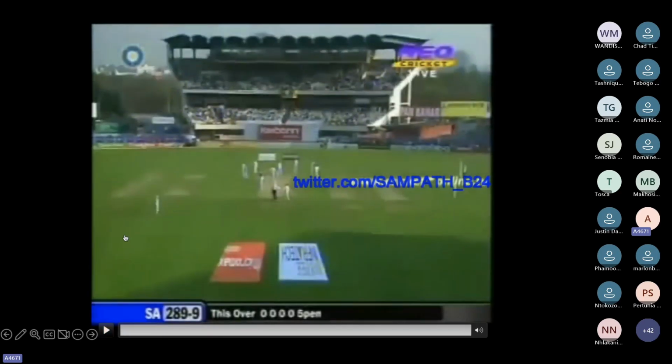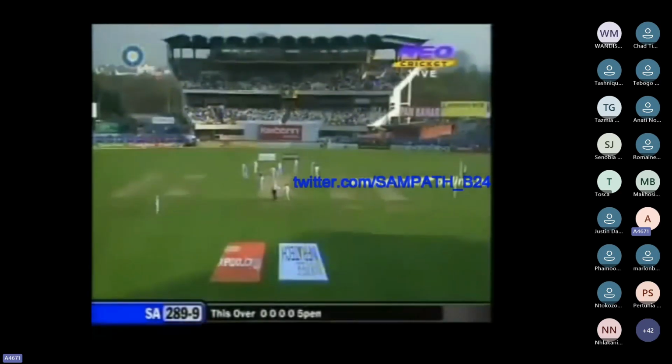Okay, so you can see at the bottom of the screen there, it's written 5 penalty runs. That's not correct. It is 5 normal runs, if we can call them that. How do we get to 5 normal runs? So I'll plot the scenario for you. You can see the score 289 for 9.